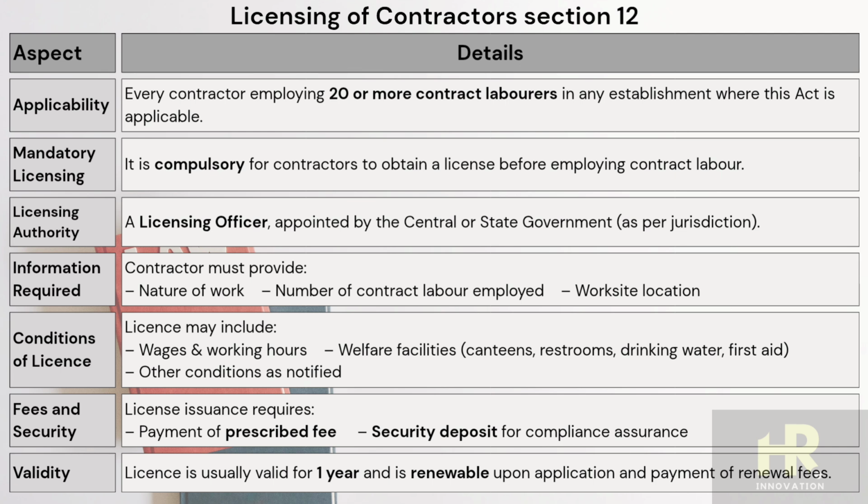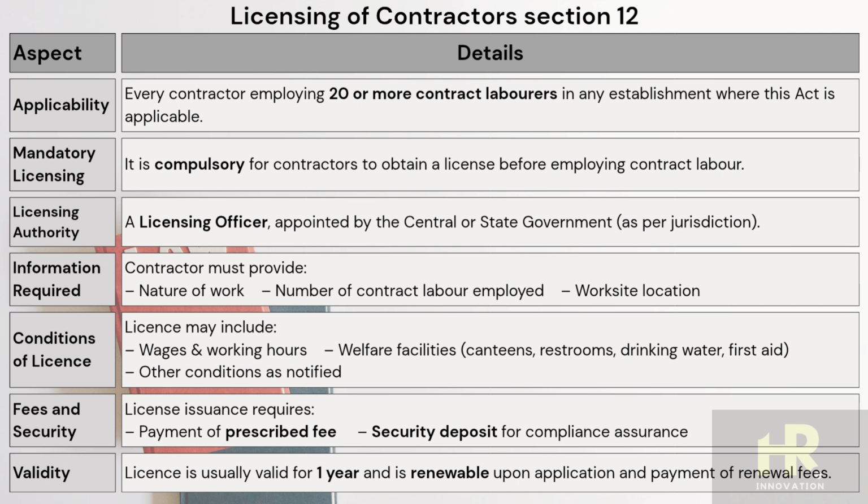Step 6. Fees and security. To get the license, the contractor must pay the prescribed fee and submit a security deposit to ensure they follow the rules. Step 7. Validity. The license is valid for 1 year. It can be renewed by applying again and paying the renewal fee.